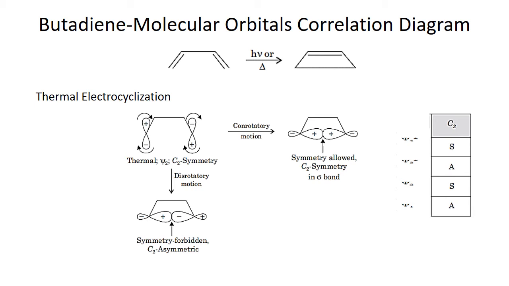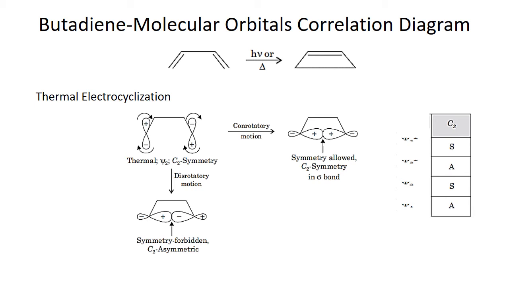The other consideration is the orbital symmetry. We know that psi2 is symmetric with respect to C2, so we have to analyze the symmetry of the sigma bond too. The sigma bond formed by conrotatory motion is symmetric with respect to C2. But the one formed by disrotatory motion is asymmetric with respect to C2. It means that this is symmetry forbidden, and when we talk about orbital overlap, it is not possible to carry out this reaction.